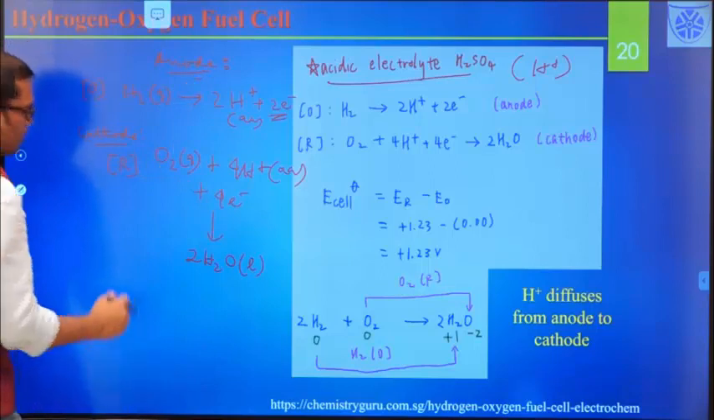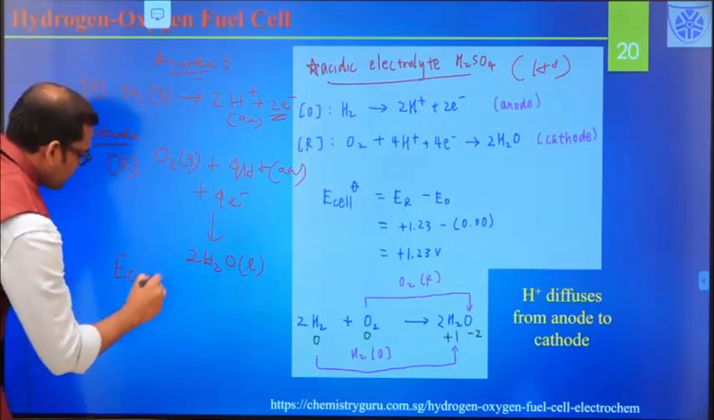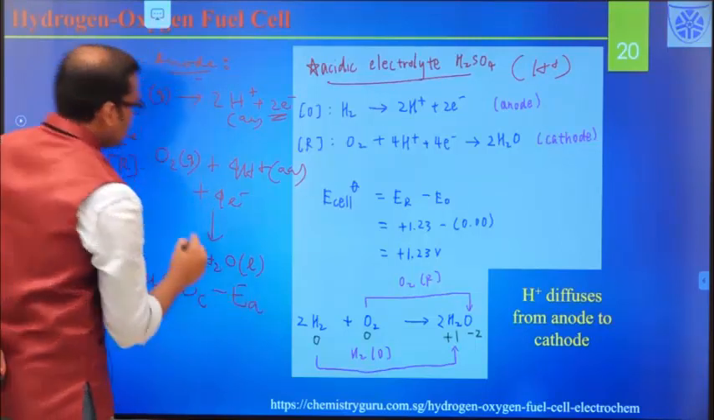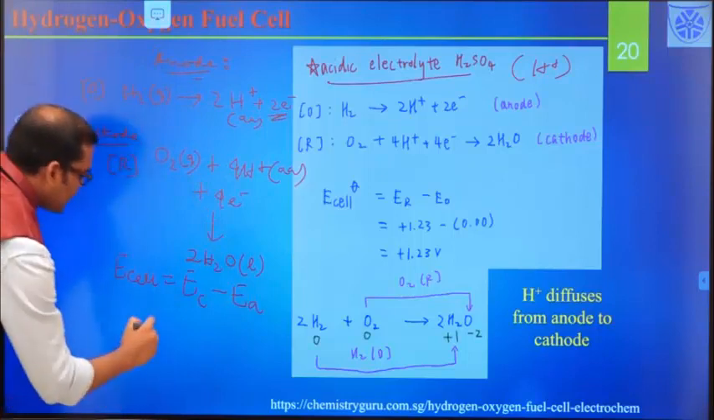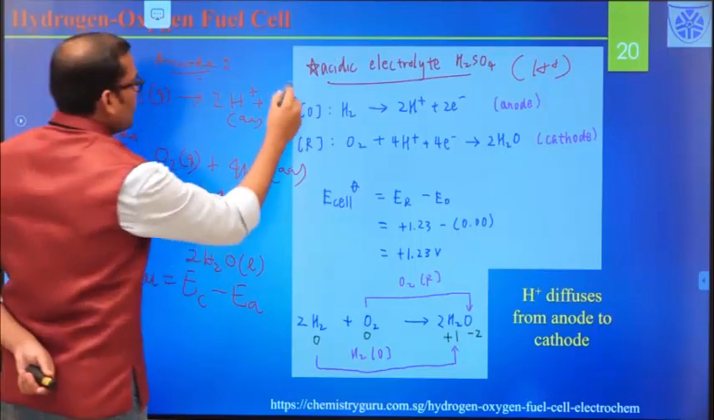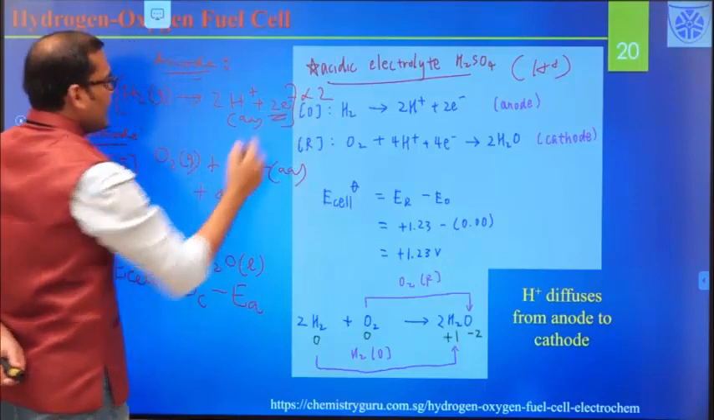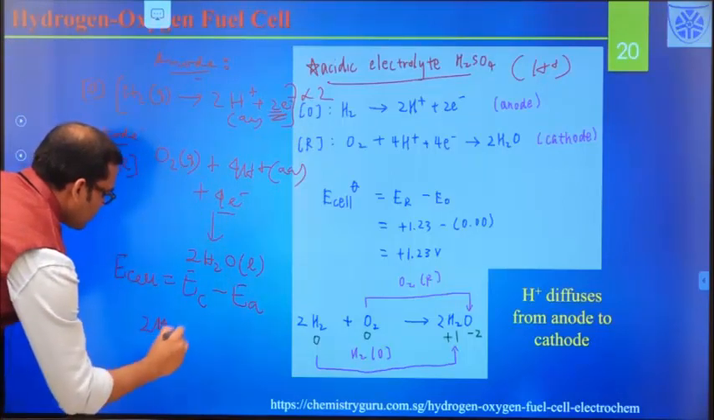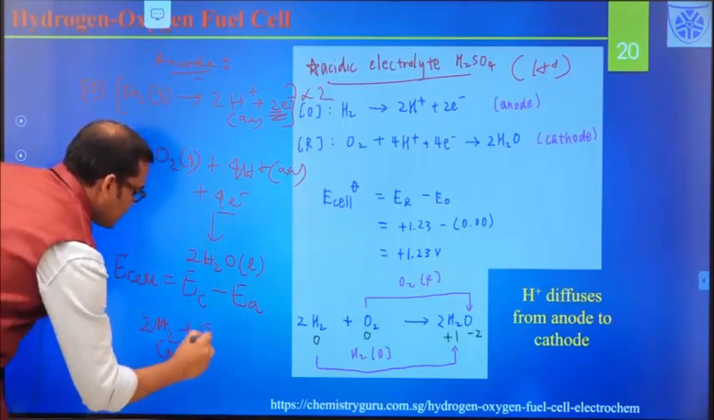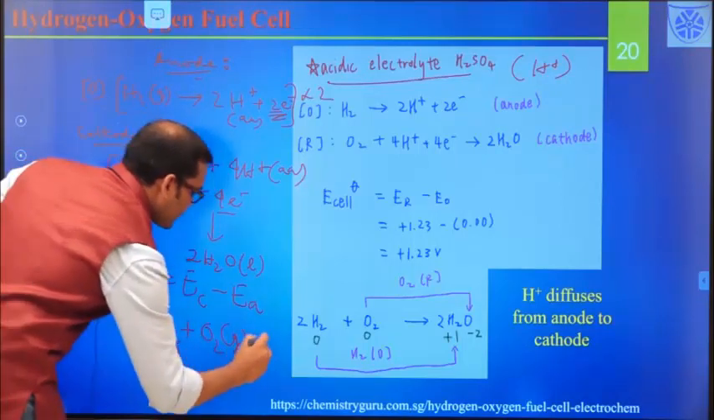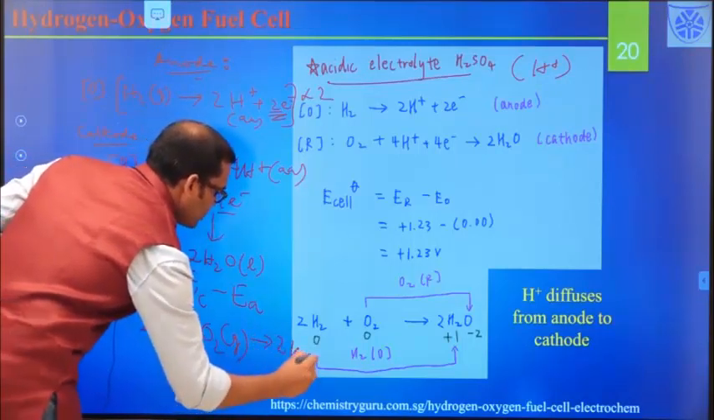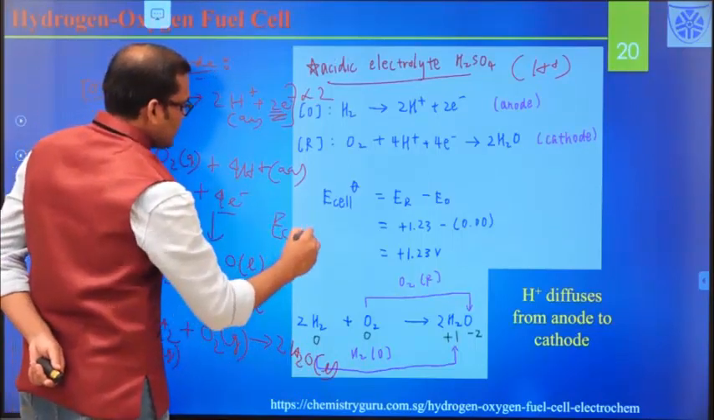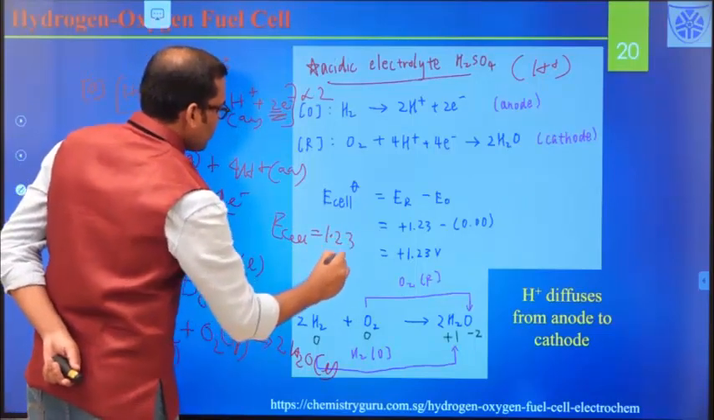Now what is the total cell reaction if I get it? So basically E cathode minus E anode, that means you need to add these two equations. This equation you have to multiply by 2 to balance the electrons, because it is 4 electrons and it is 2 electrons. So the total reaction will be 2H2 in gas plus O2 gas, giving 2H2O in liquid, right? So the output voltage or E cell you will get is 1.23 volt.